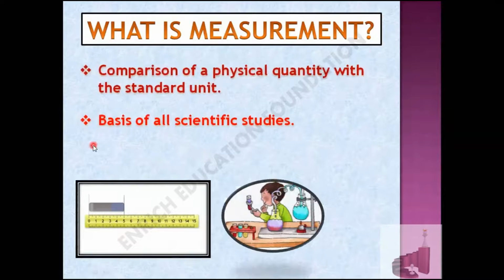Measurement is found to be the basis of all scientific studies. Suppose if you are doing some experiment in the chemistry lab, you take a certain amount of the chemical or the salt that is required for the experiment with the help of the measuring jar or with the help of a test tube which has measurements in it. So while doing the experiment, you are following certain measurements. So we can say measurement is found to be the basis of all scientific studies.